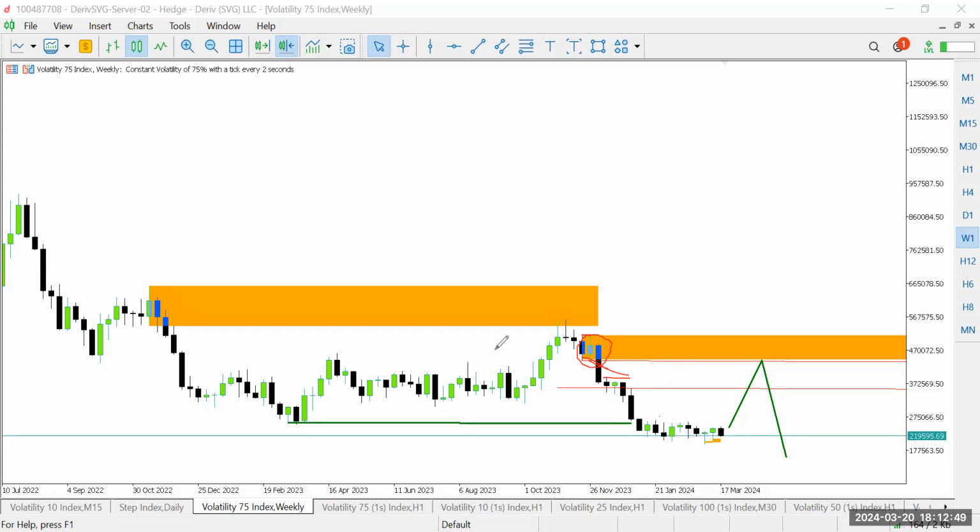Once the price came to confirm this as an order block for a sell, breaking this structure to the downside, it means we are still bearish. So this sell zone or order block will have to be retested for us to have the sell continuation again.